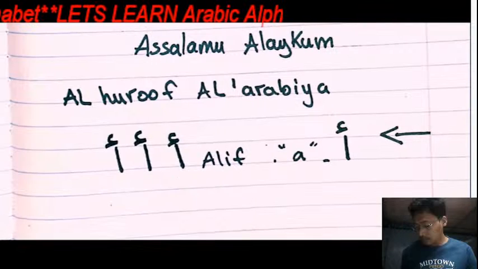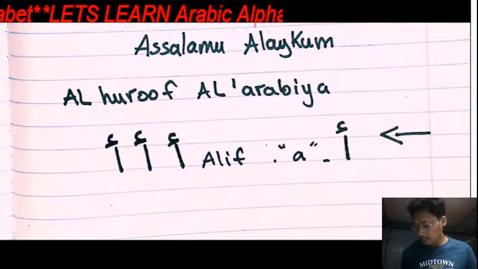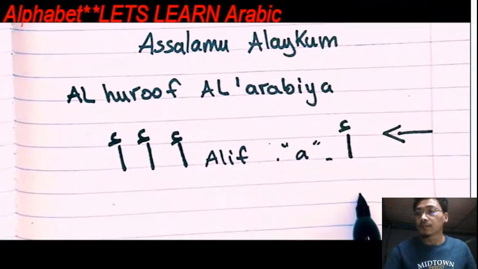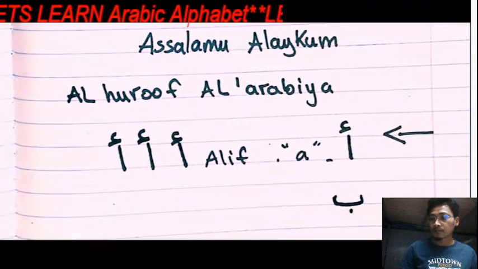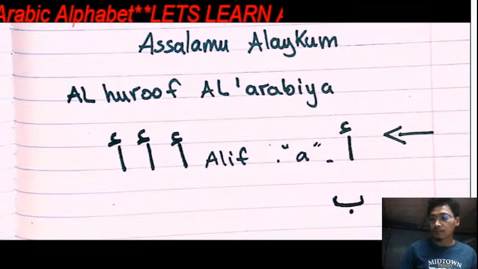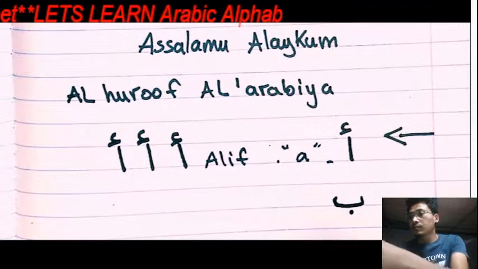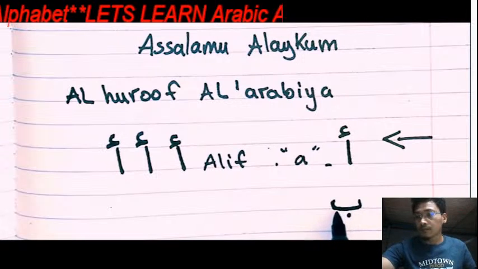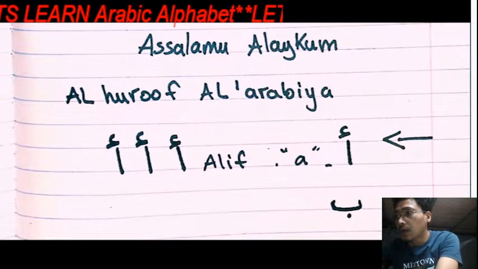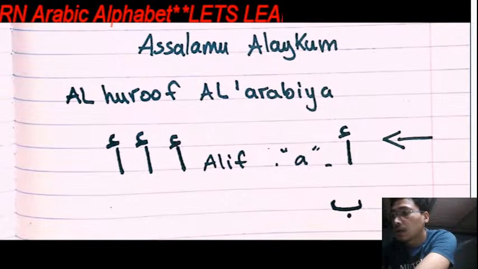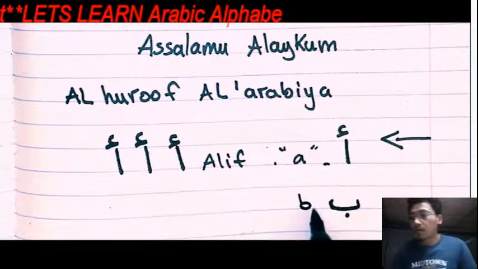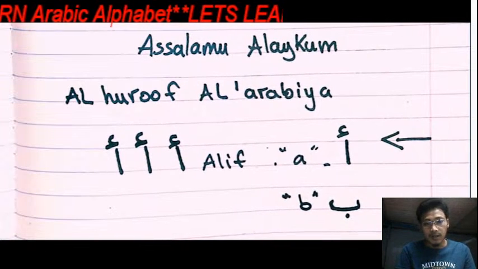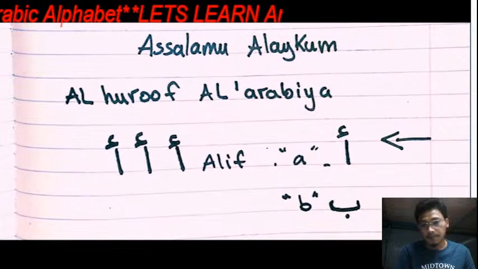The second letter is Ba. It's like a little boat shape. I start from here, then I trace it and just curve it at the end with one dot. Ba. And that's similar to the sound B in English.